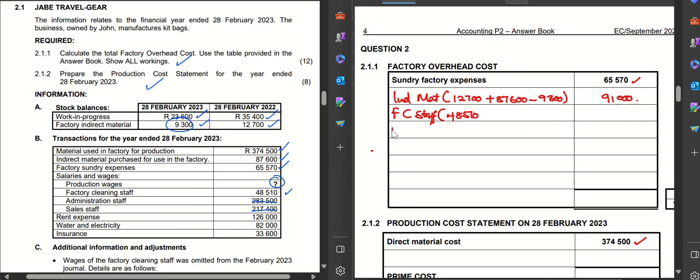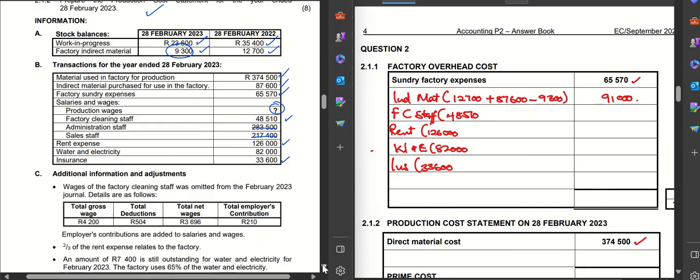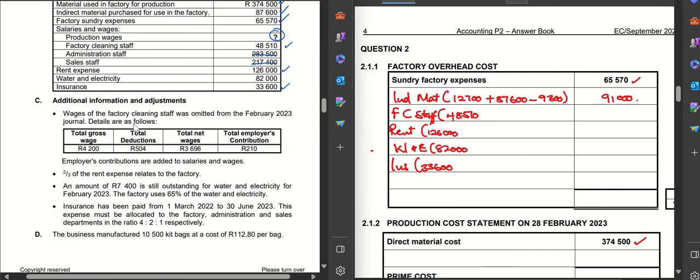Then we have rent expense. So I'm going to come here and then I'm going to say my rent expense, that is 126,000. That is my rent expense over there. Then I also have my water and electricity. I open my bracket. My water and electricity is 82,000. There is my water and electricity. Then I also have my insurance. And then my insurance, I open bracket. That is 33,600.